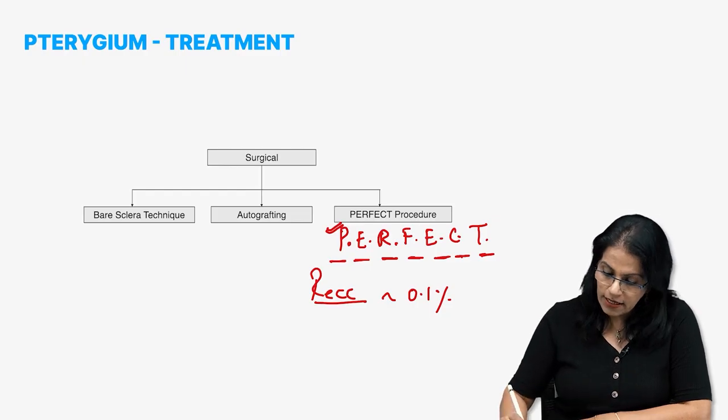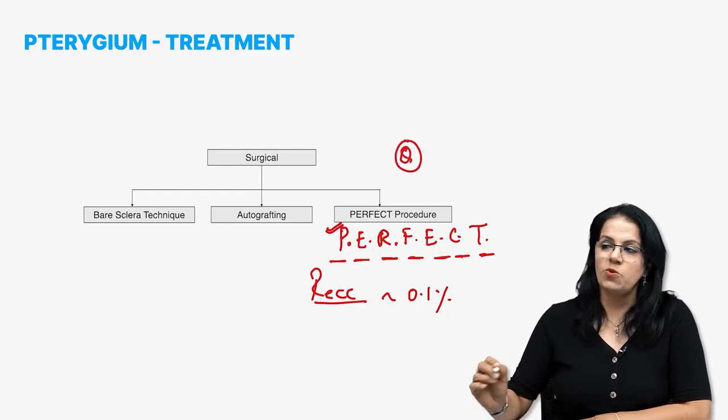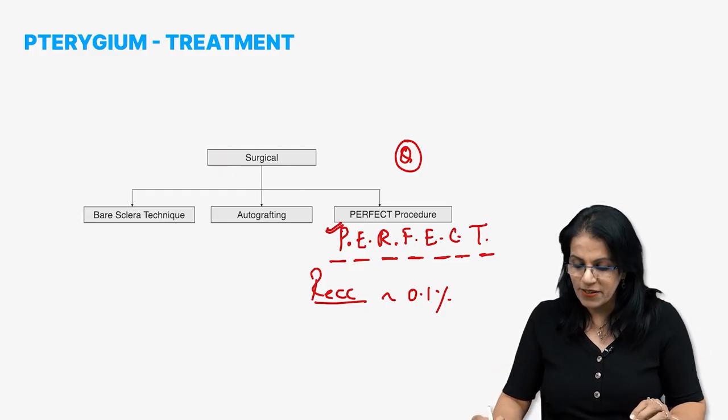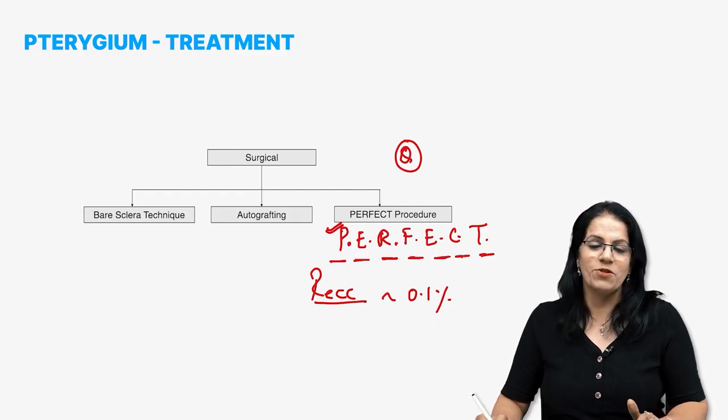So what was the question? Perfect surgery is related to, and the answer was pterygium. So this was about pterygium, and these were the questions. I hope you realize how important this topic is.